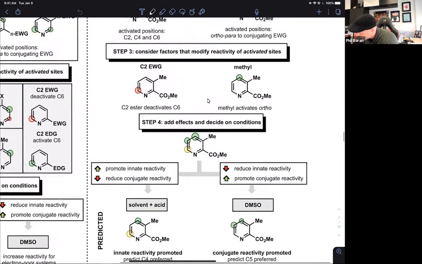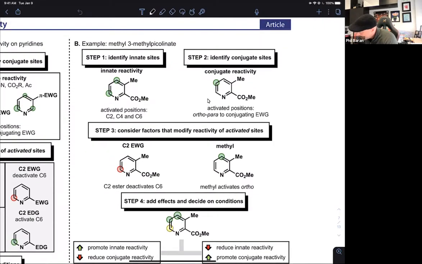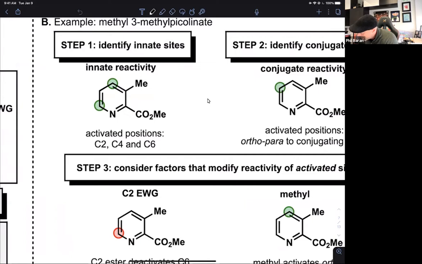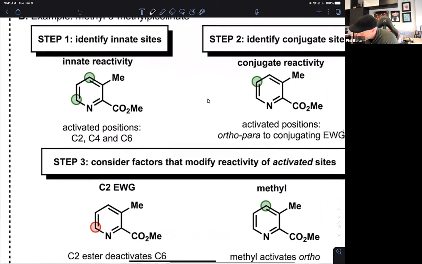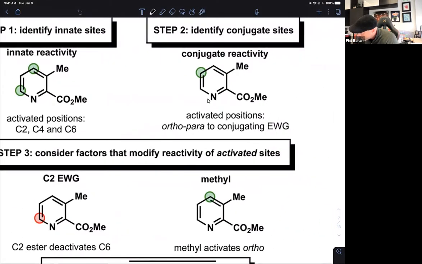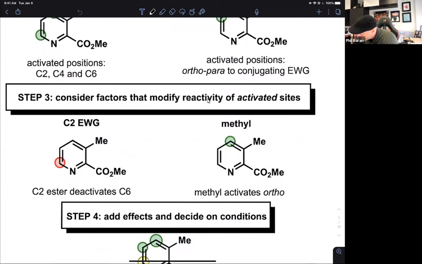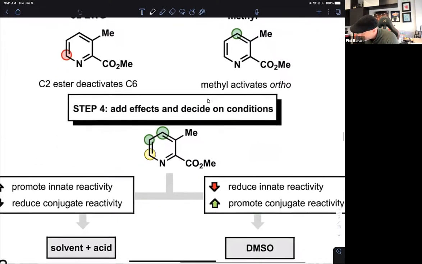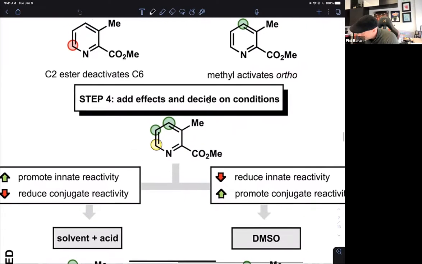How does it work in principle, in action? So here's a typical pyridine. Those are innately reactive sites, C2 and C4. Our conjugate site is going to be at C5. And so step three, now we look at the effect of the methyl. The methyl is going to be activating ortho, and the ester is going to deactivate at C6. We add the effects together in a little traffic light, and we determine which conditions we want to use.